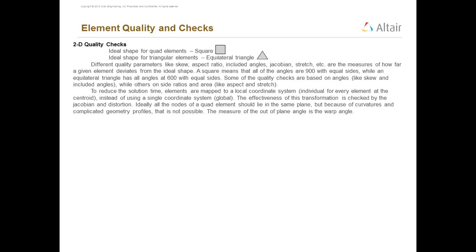To reduce the solution time, elements are mapped to a local coordinate system individually for every element at the centroid, instead of using a single coordinate system, that is the global coordinate system. The effectiveness of this transformation is checked by the Jacobian and distortion.